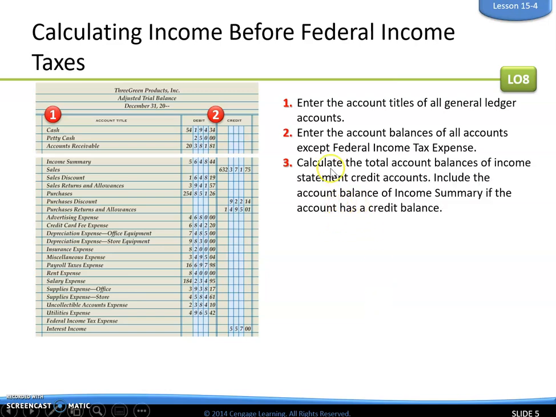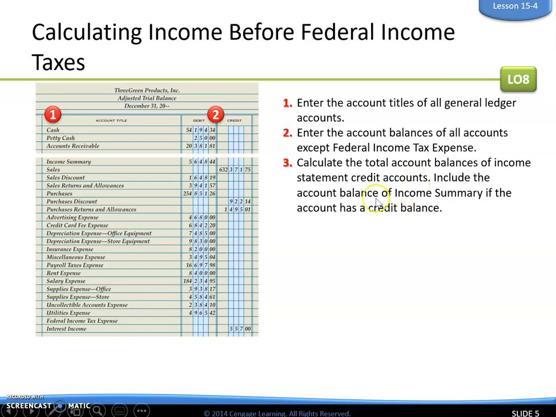Okay, so once we do that, we're then going to calculate the total account balances of income statement credit accounts. We're going to include the account balance of income summary if the account has a credit balance. So income summary, it just depends on what we have going on. Sometimes we have a debit balance, sometimes we have a credit balance. So notice in this example, we see that income summary has a debit balance. But we're going to add up the total of the account balances in the income statement credit column.